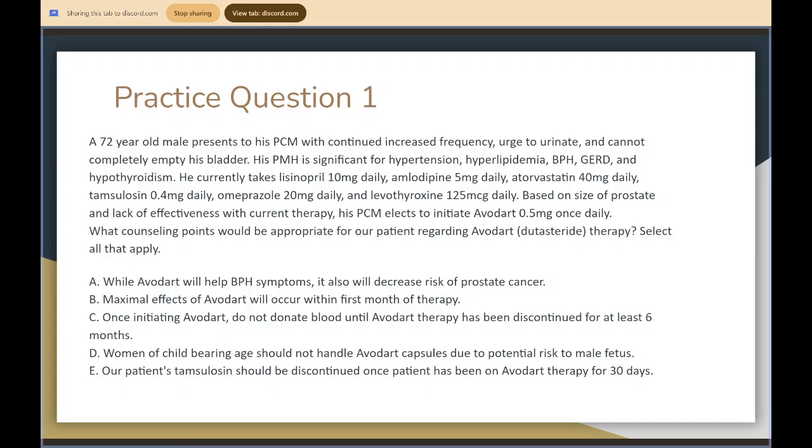Choice C, once initiating Avodart, do not donate blood until Avodart therapy has been discontinued for at least 6 months. Choice D, women of childbearing age should not handle Avodart capsules due to potential risk to male fetus. Choice E, our patient's tamsulosin should be discontinued once patient has been on Avodart therapy for 30 days. Remember, this is a select all that apply question.